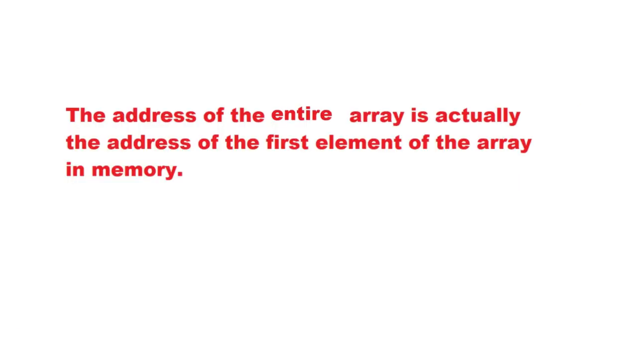So we're going to talk about pointers, which are the address of variables inside the memory regions. The address of the entire array is actually the address of the first element of the array in the memory. So to recap, the address of the entire array is actually the address of array index 0, which is the first element of the array.